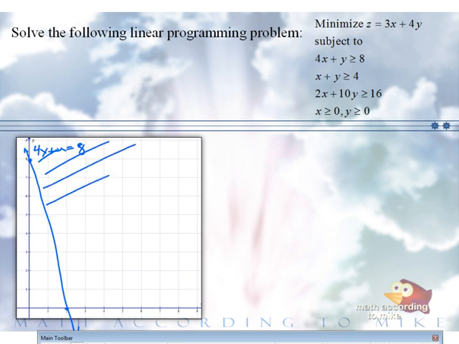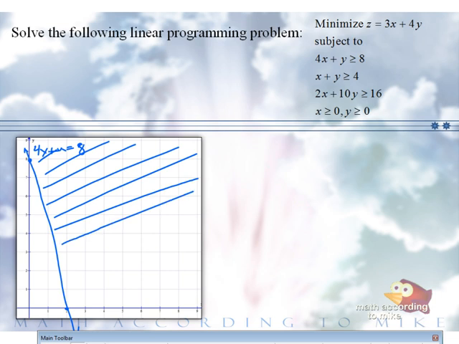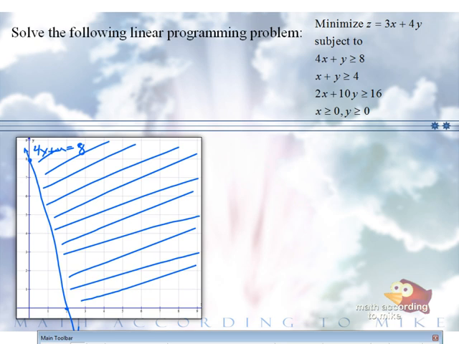Why? Because you have the non-negative constraints. The x and y are greater than or equal to 0. Very good. So I don't need to go outside of my first quadrant.